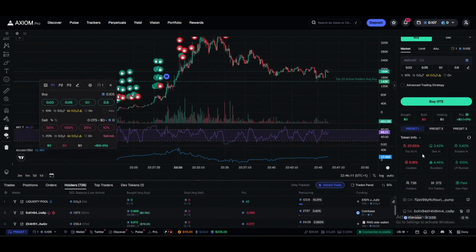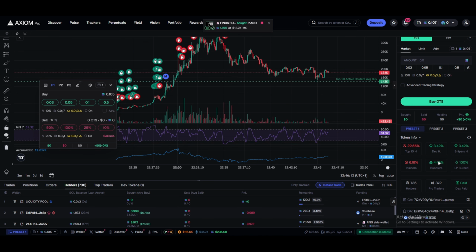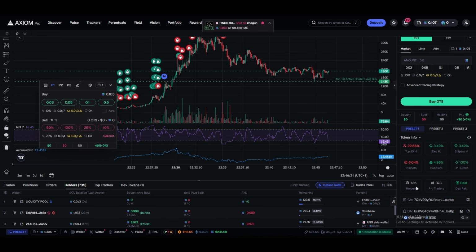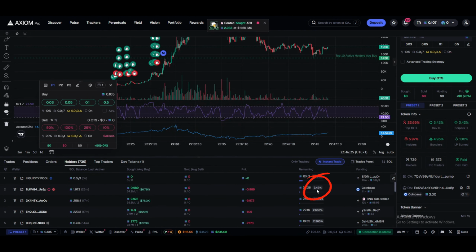We need to look at the token information first, just to clarify that it's not a scam coin. Top 10 holders, that's a bit shaky. Insiders, snipers, everything looks nice. Dex paid. The holders compared to the price is okay as well, I quite like that. Also, the number one holder owns 3.4%, which is good. Anything above 4%, I'm not involved.